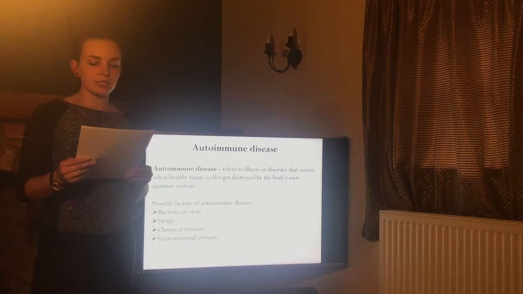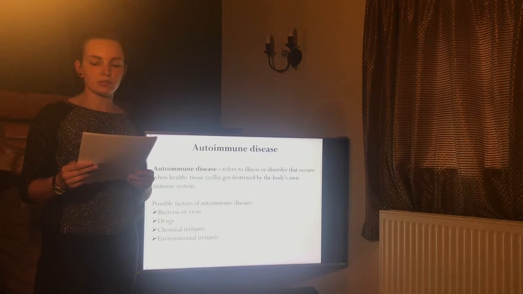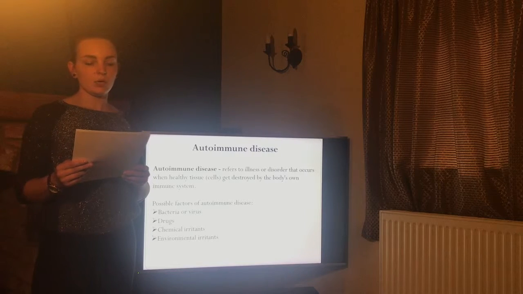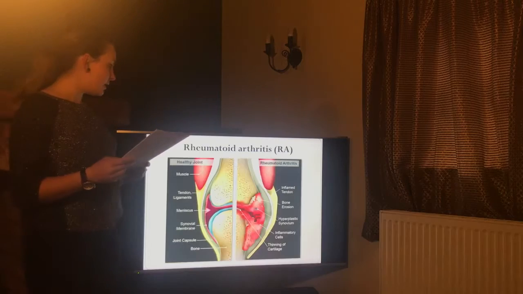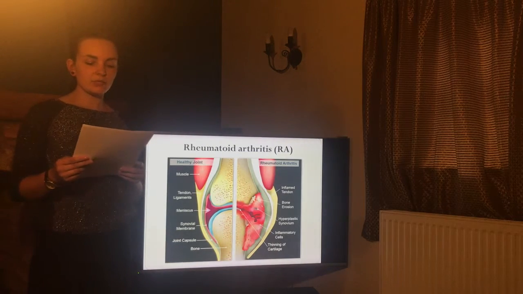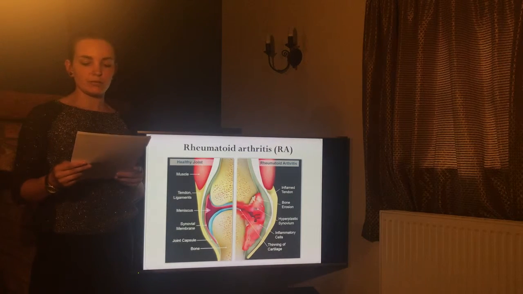In this part of the presentation, I would like to talk about two of the most common autoimmune diseases, which are rheumatoid arthritis and type 1 diabetes. On this slide, you can see the difference between a healthy joint and a joint affected by rheumatoid arthritis.